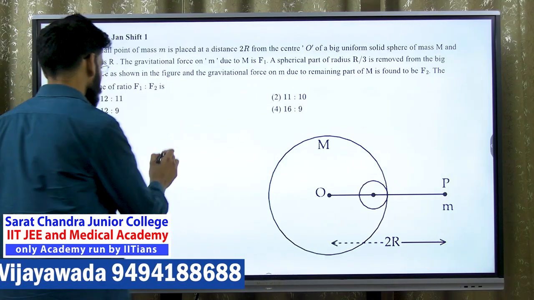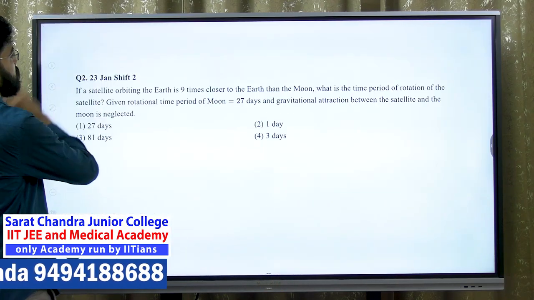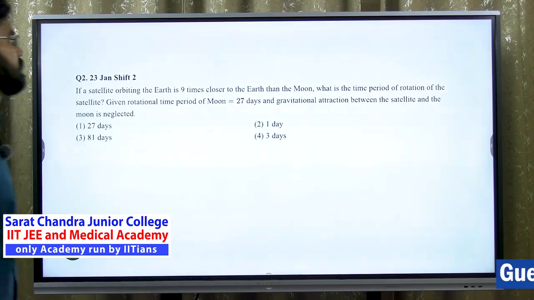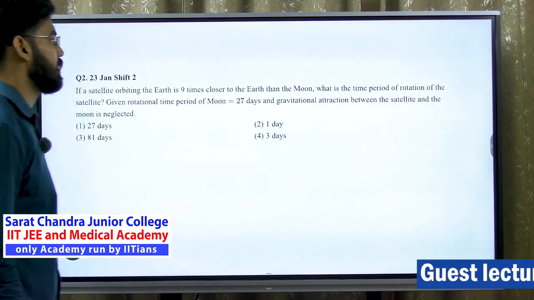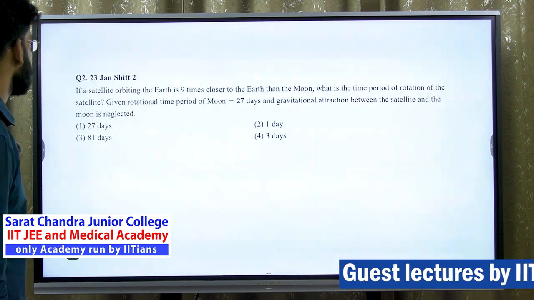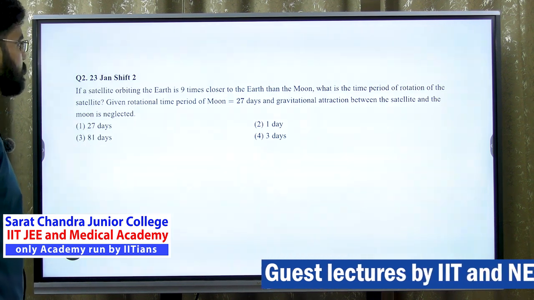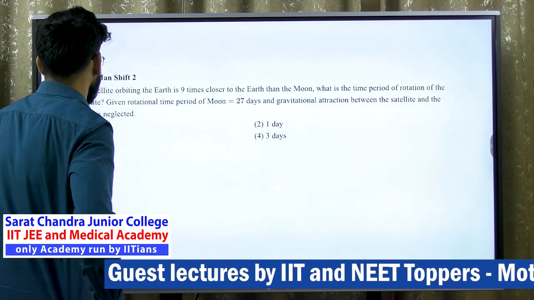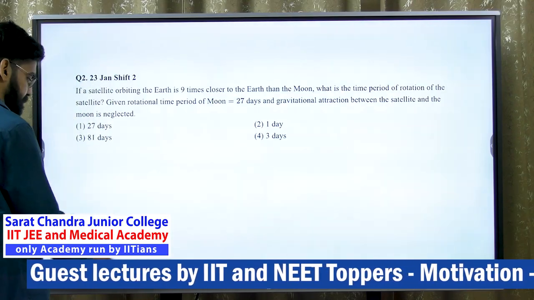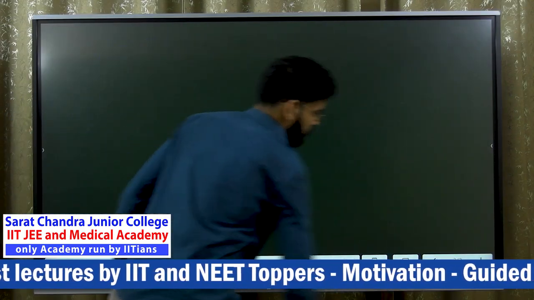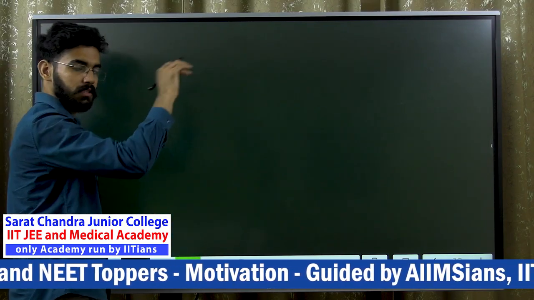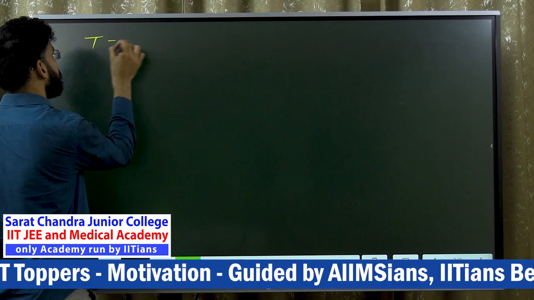Okay. Now see the next question. If a satellite orbiting the Earth is 9 times closer to the Earth than the Moon, what is the time period of rotation of the satellite given the rotational time period of the moon is 27 days? The gravitational attraction between the satellite and the moon is neglected. Okay. See what he is saying is basically for the moon the time period is 27 days.